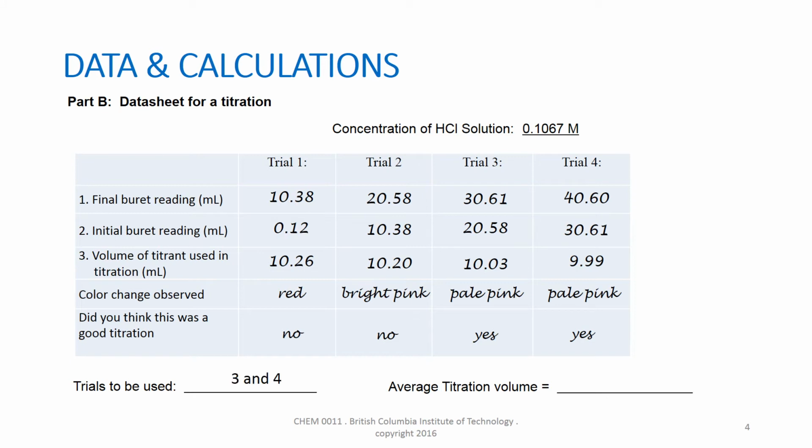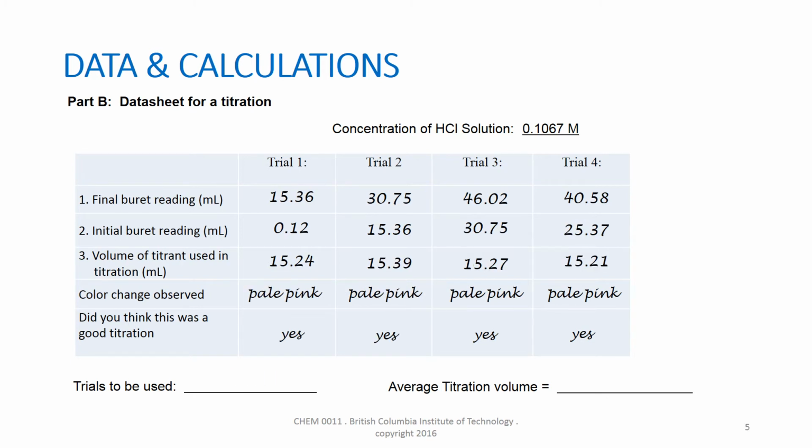In this example, trials 3 and 4 are used to calculate the average titration volume. The average of 10.03 milliliters and 9.91 milliliters is 10.01 milliliters. When considering which trials to use, remember that errors introduced during pipetting will not show up as a poor color change observed at the titration endpoint.